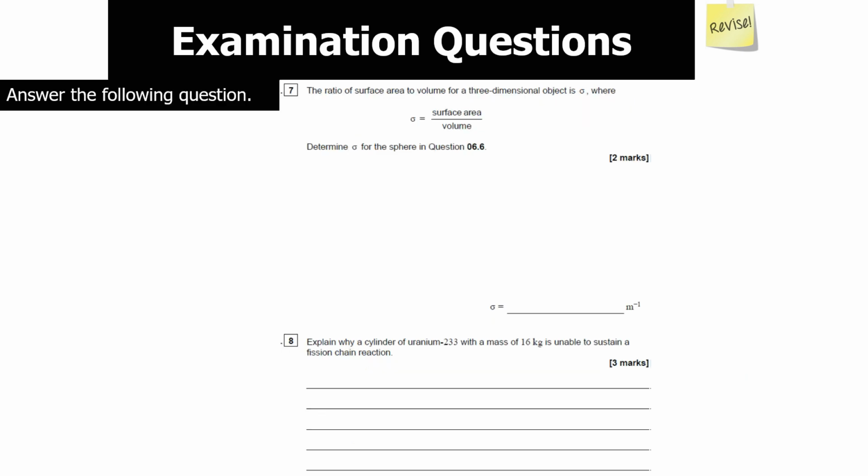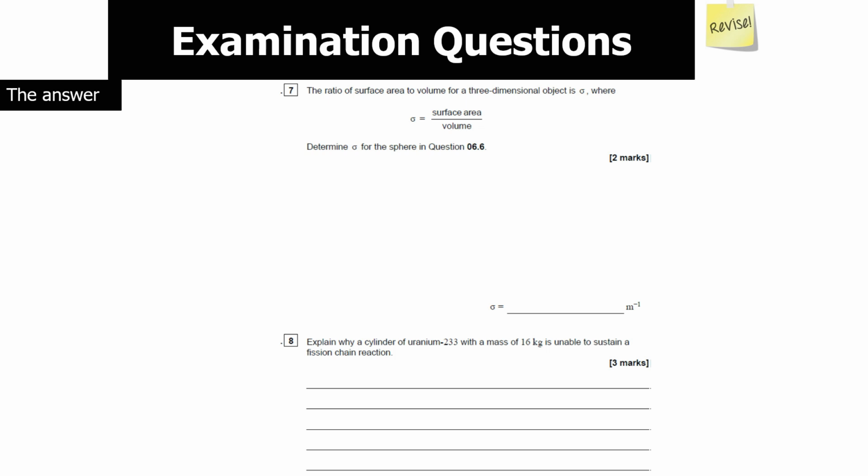The next question says, this ratio of surface area to volume for a three-dimensional object is sigma, where sigma equals surface area over volume. So determine sigma for the sphere in the previous question, then explain why a cylinder of uranium-233 with a mass of 16 kilograms is unable to sustain a fission chain reaction. So pause the video now, then unpause the video when you want to go through your answer.